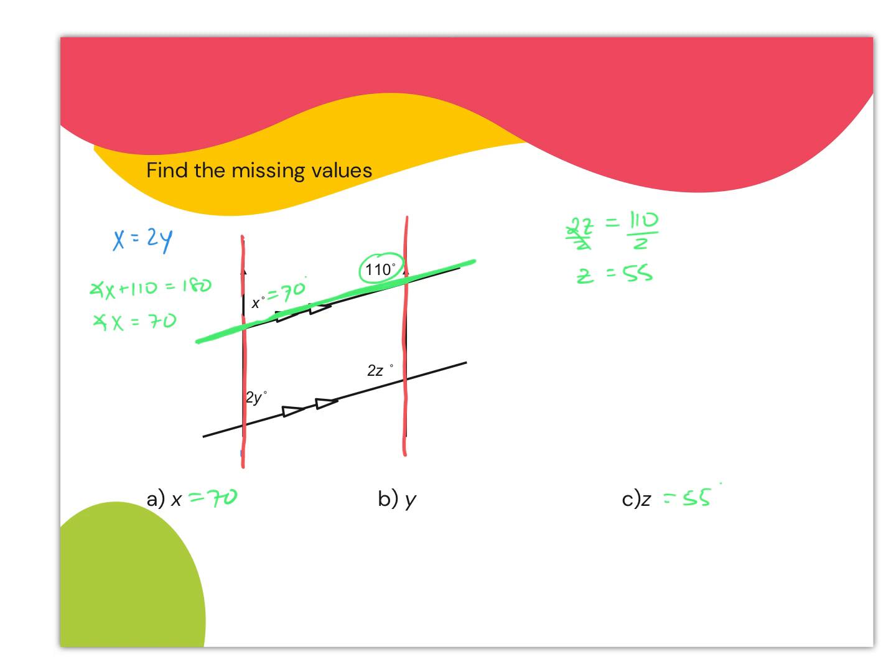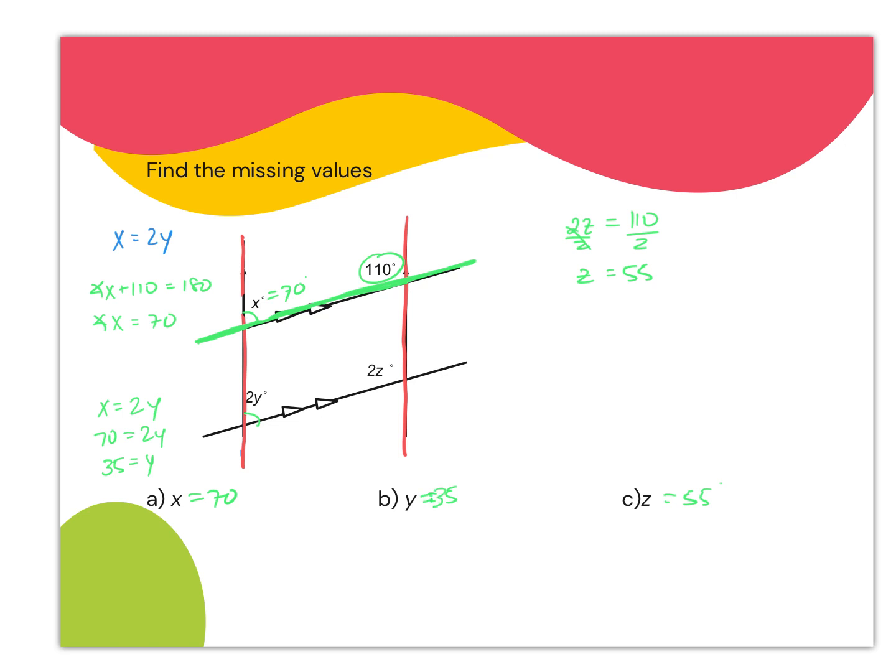And so now that I know that x is 70, I'm able to go back and utilize that. I can say, well, I know angle x and angle 2y are corresponding, and I know that corresponding angles are congruent, so I can say x equals 2y, so 70 equals 2y, which means y equals 35. So y is 35, okay?